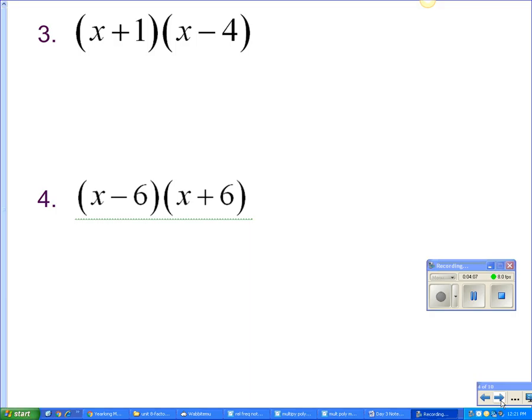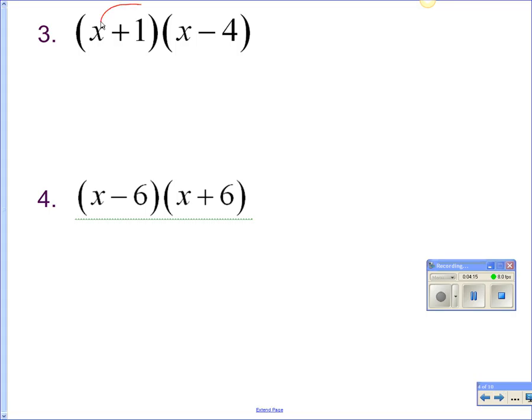This one, we're going to do what's called the lobster claw. So you're going to start with this x, and you're going to multiply it by that x. So what's x times x? X to the second, because look, I'm putting them together. X times x gives me x to the second.